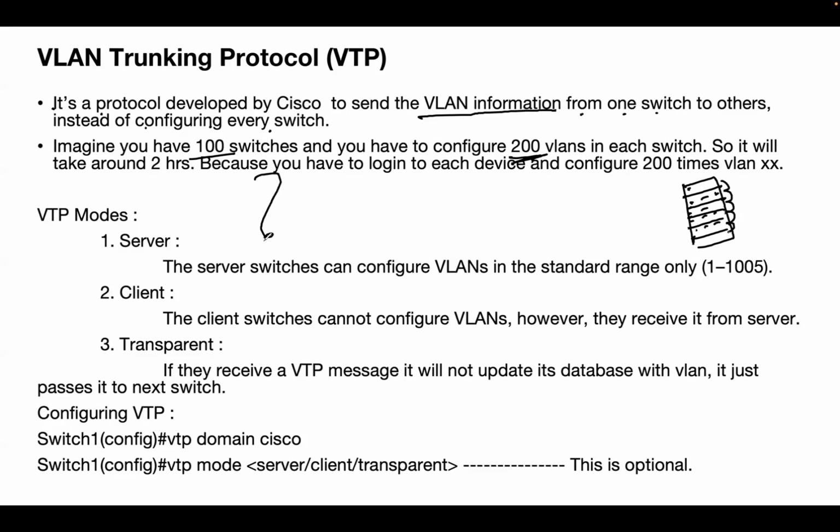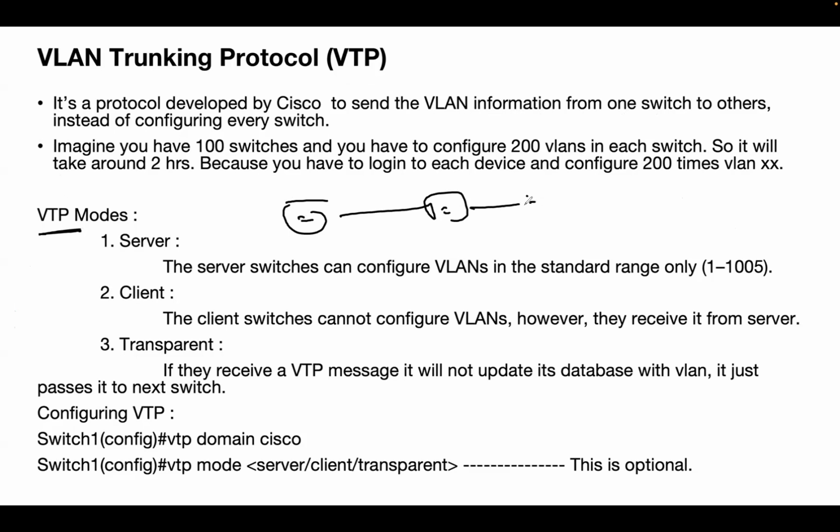So when we thought about what we can do, we thought of going with VTP, VLAN Trunking Protocol. With VTP, I will simply take one switch and configure that switch in server mode. Here, I'll configure it as the server switch.